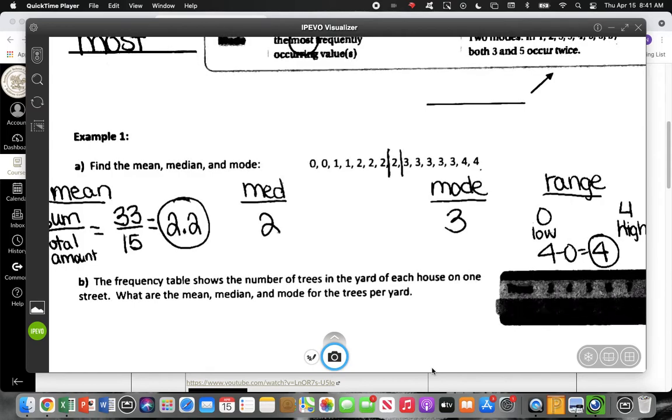Now this next table, the first time I looked at this, I was not really for sure what it was asking, but it took me a second.